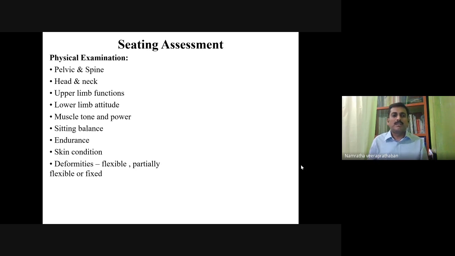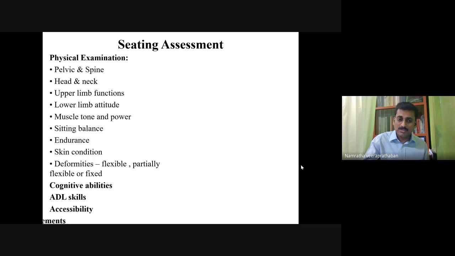Then we assess the head and neck, upper limb functions, lower limbs, muscle tone, muscle power, sitting balance, endurance, skin conditions, and then deformities of the pelvic. Is it flexible, partially flexible, or fixed? Then we assess cognitive abilities. We assess ADL skills, we assess accessibility skills, and finally, we take measurements.